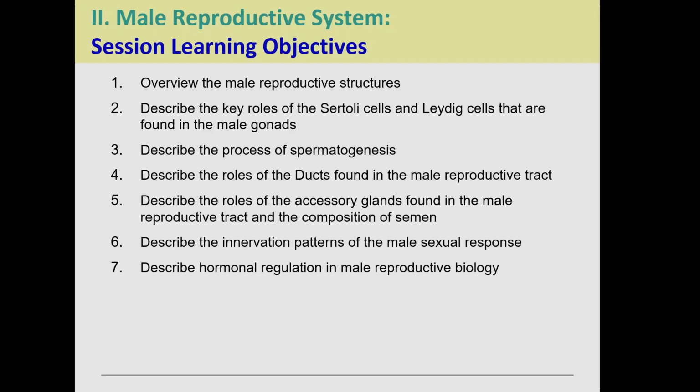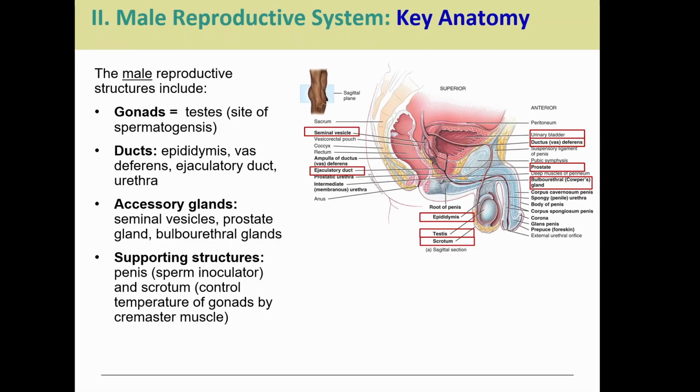So we're going to talk about male reproductive structures. We're going to talk about the Sertoli cells and the Leydig cells in a little bit more detail. We'll talk about spermatogenesis and the different ducts we find, the different accessory glands we find, innervation patterns when it comes to male sexual response, and then hormonal regulation when it comes to the male reproductive system as well.